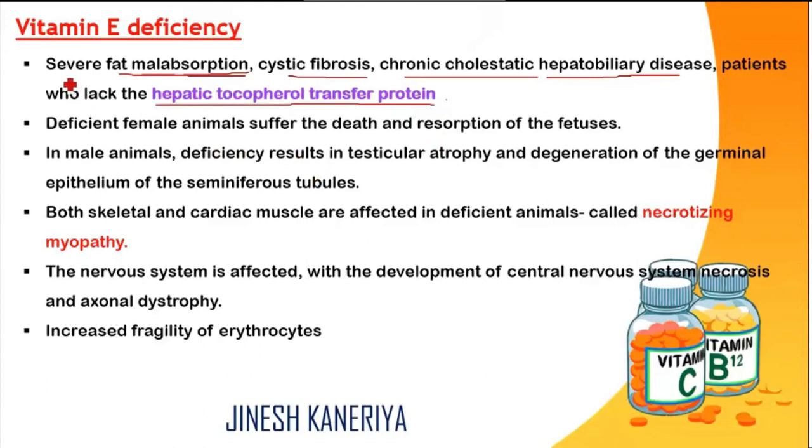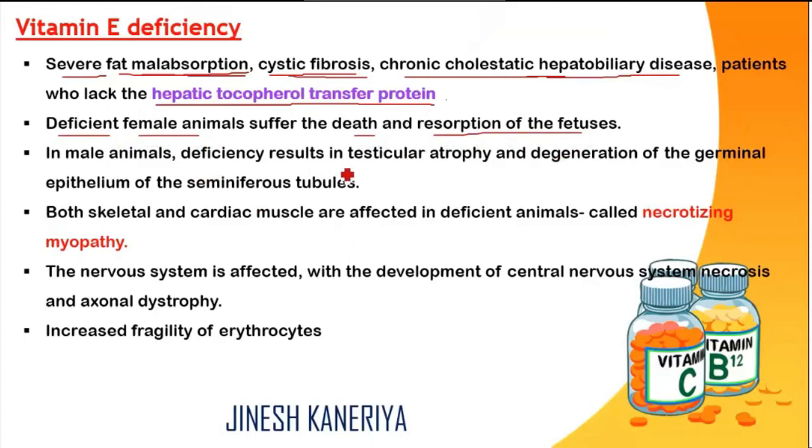So they are severe in fat metabolism or fat absorption, cystic fibrosis, and chronic cholestatic hepatobiliary disease is related to liver disease, or it can also be a deficiency of the hepatic tocopherol transfer protein. So in deficient female animals, vitamin E deficiency leads to death and reabsorption of the fetus. So this is most important in pregnancy.